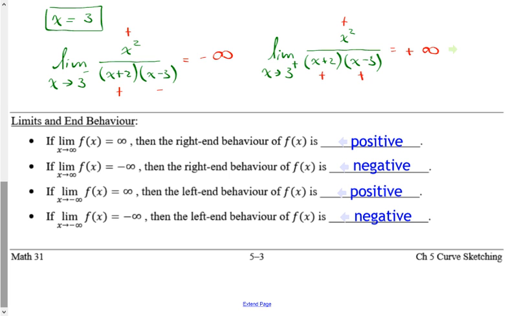Not sure what the online people did if you talked about the quadrants at the left and the right. But one of the options other than quadrants is to say the right end is positive, which means y values are going up, or the right end is negative, which means y values are going down.